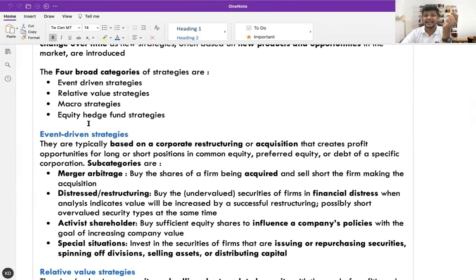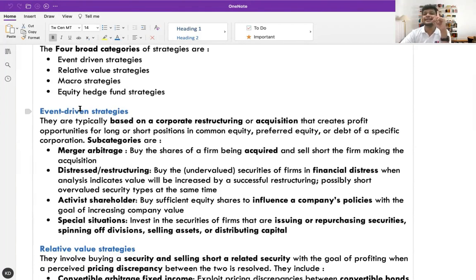First is event-driven strategies. Then you have relative value strategies. Then you have macro strategies, which depend on the macroeconomy. And then you have equity hedge fund strategies. I'll connect all of them.